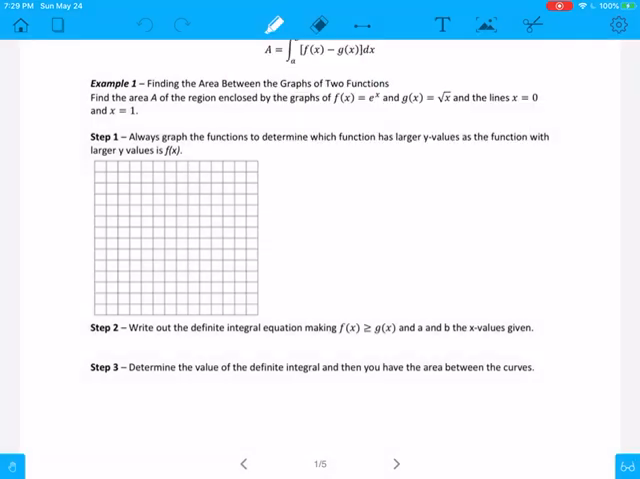Sure, pink. X equals 0 and x equals 1. That's your A and your B values. So the lower one, the one to the left, is your A and the one to the right is your B. So A is 0 and B is 1. And then we have graphs.